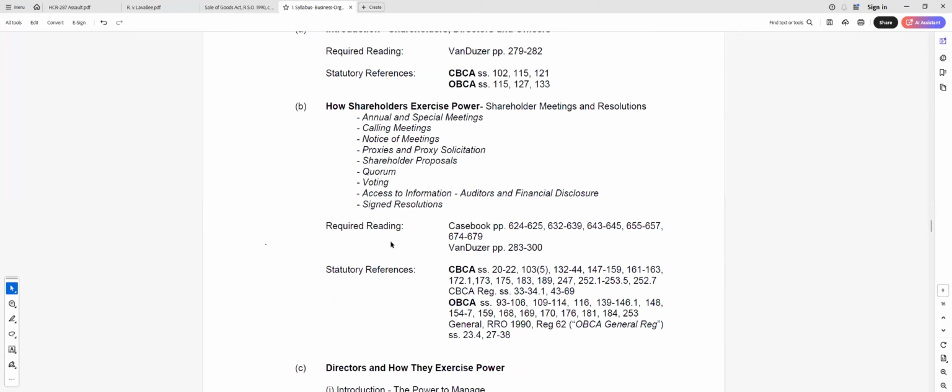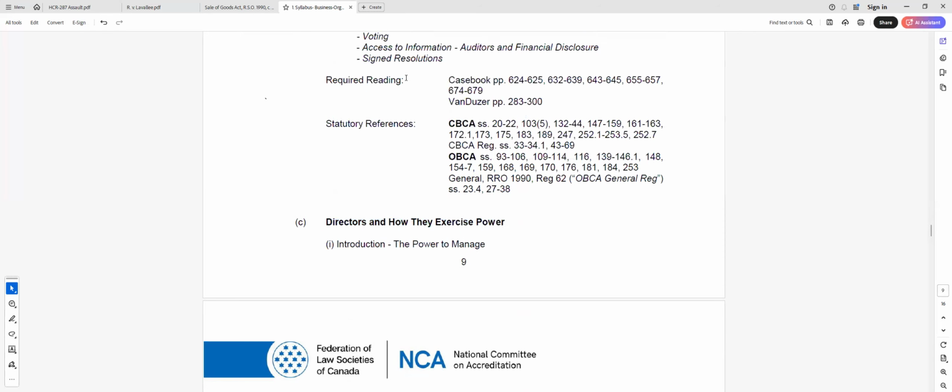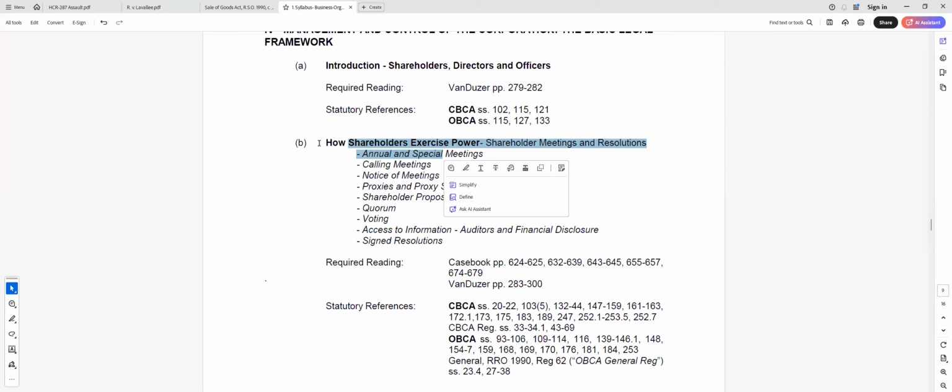So that also we'll see very detailed. So we'll get a very good picture about how business is run in Canada. Then directors and how they exercise their power. So of course, as we saw, they have those rights and powers.